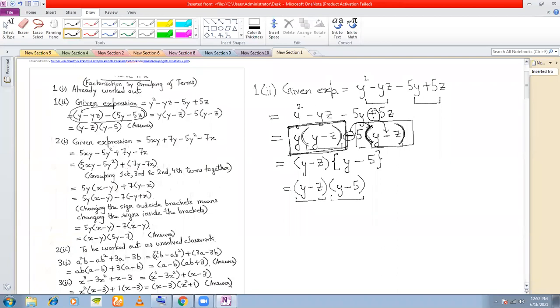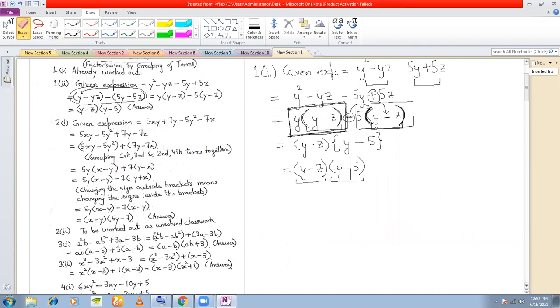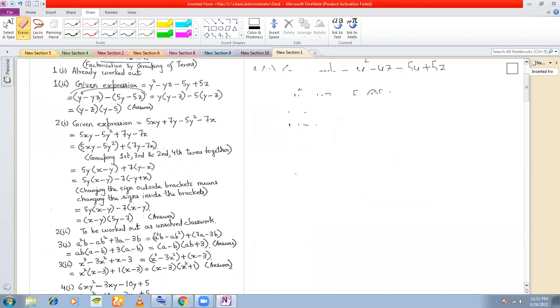Any questions in this problem? No questions? We'll move further with the next problem then. 2-1.